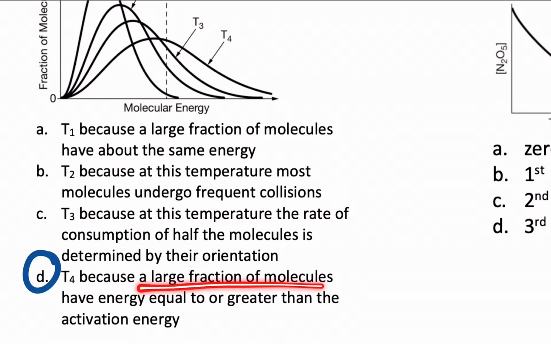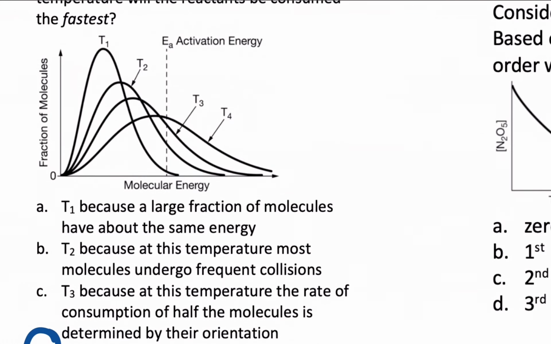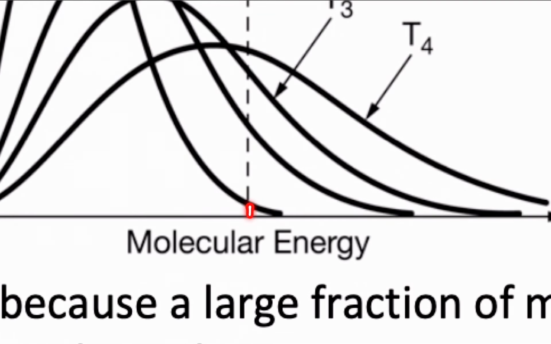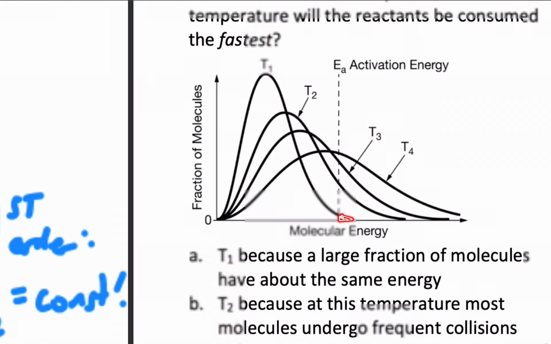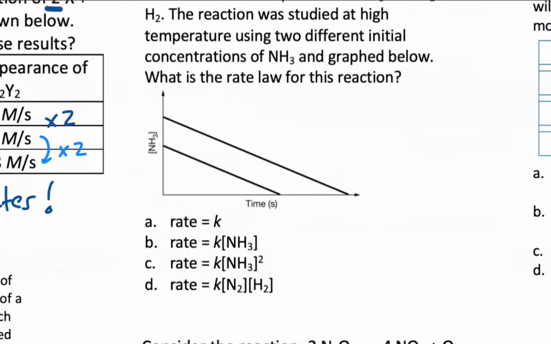A large fraction of molecules have energy equal to or greater than the activation energy. Yes, that's true. That's your hottest one. If they asked what the slowest one would be, it must be T1. That's the coldest, and it has this tiny little fraction of molecules that overcome the activation energy. All these other molecules have energy, there's just not enough to cause an effective collision. They're just bouncing off each other, and no reaction is actually happening.